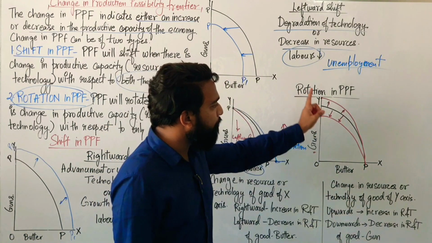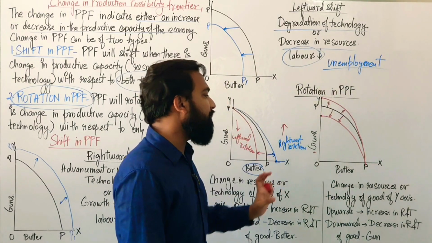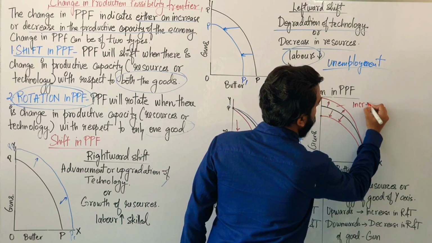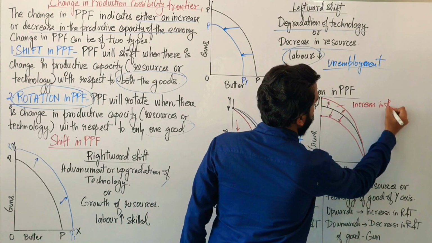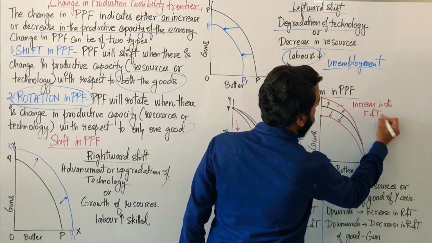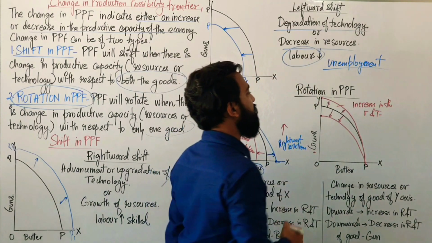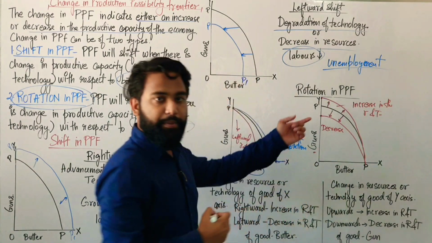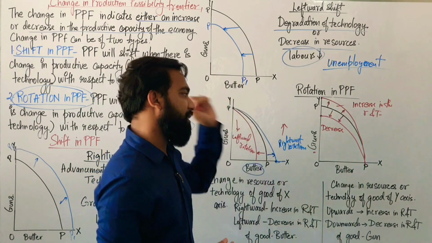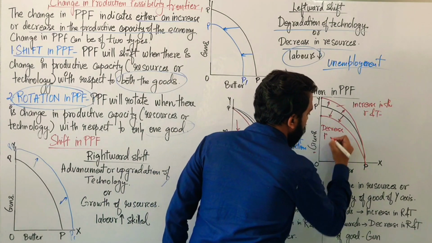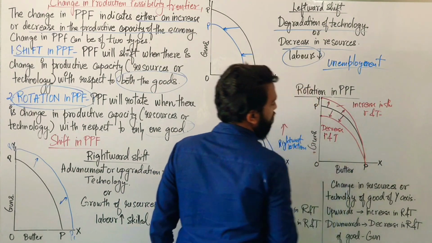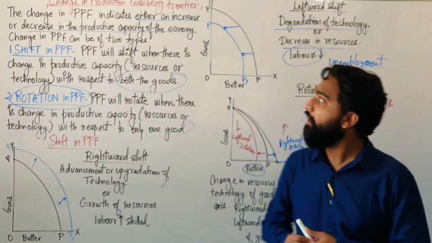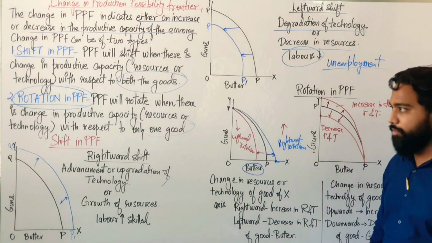If they are going upward or rightward, then we can say that there is an increase in the resources and technology, and if there is a decrease in the PPC curve or PPF curve, then we can say that there is a decrease in the resources and technology. Is that clear? So this was the whole scenario of the change in the production possibility curve.